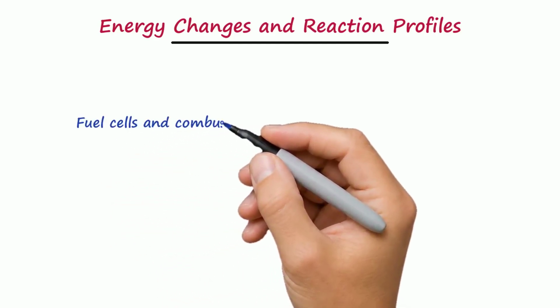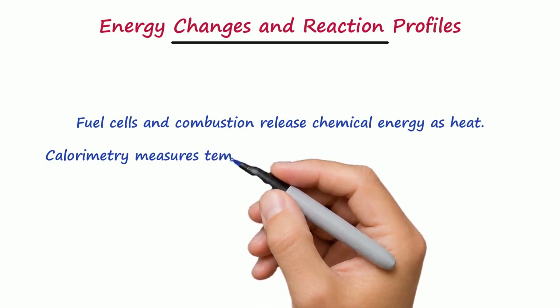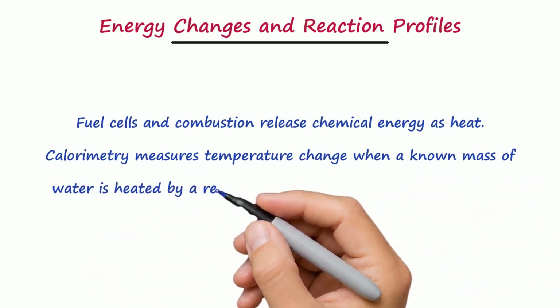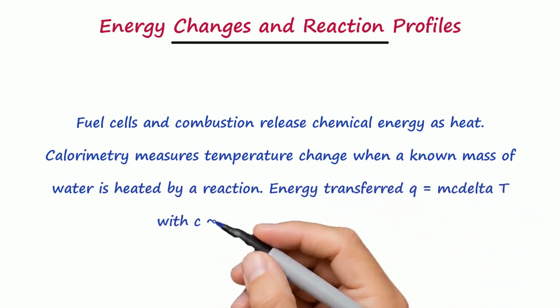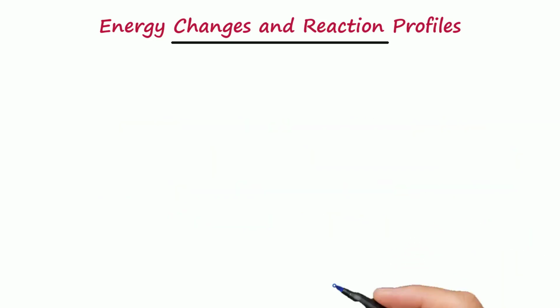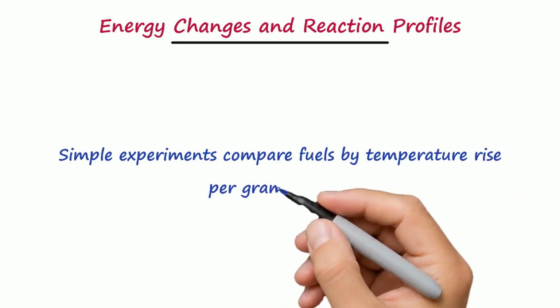Fuel cells and combustion release chemical energy as heat. Calorimetry measures temperature change when a known mass of water is heated by a reaction. Energy transferred Q equals mcΔT, with c ≈ 4.18 J/g°C for water. Simple experiments compare fuels by temperature rise per gram burned.